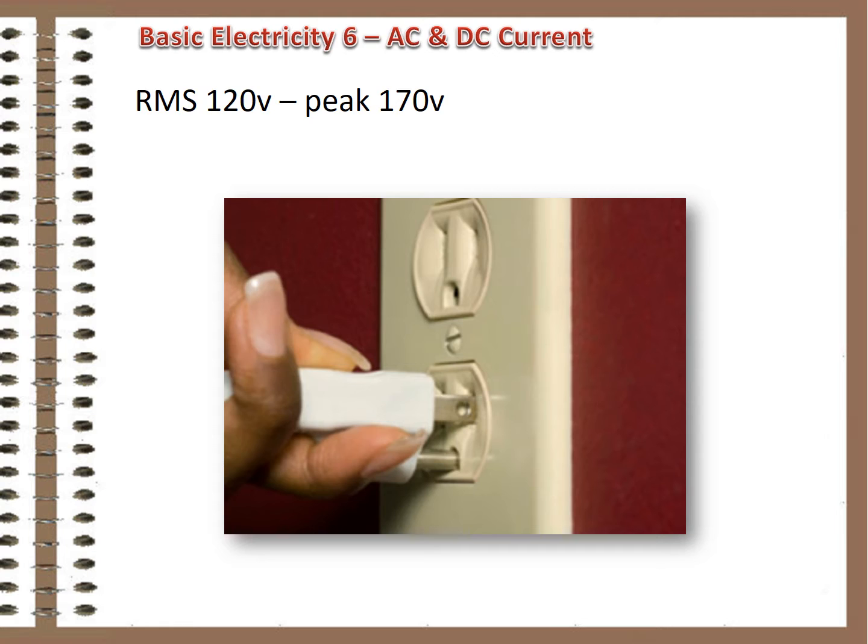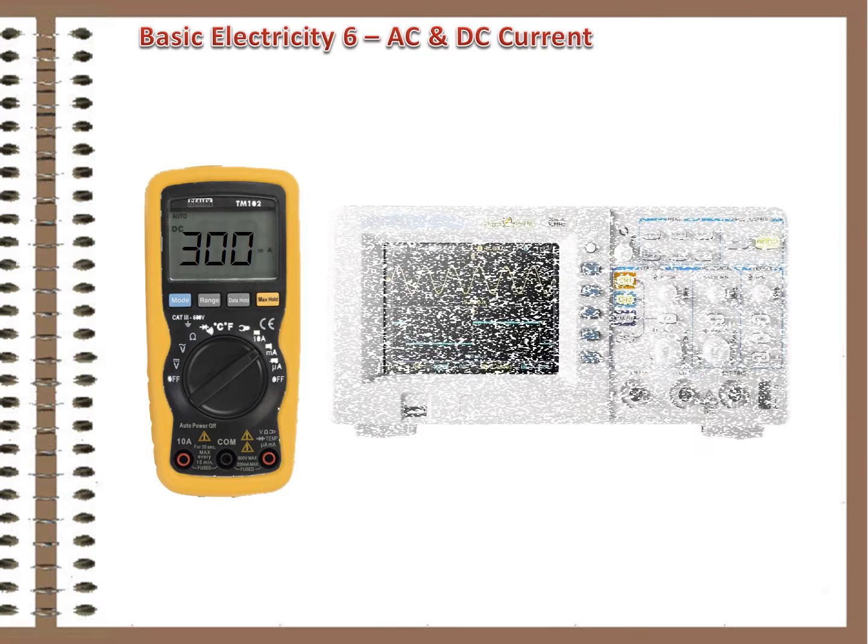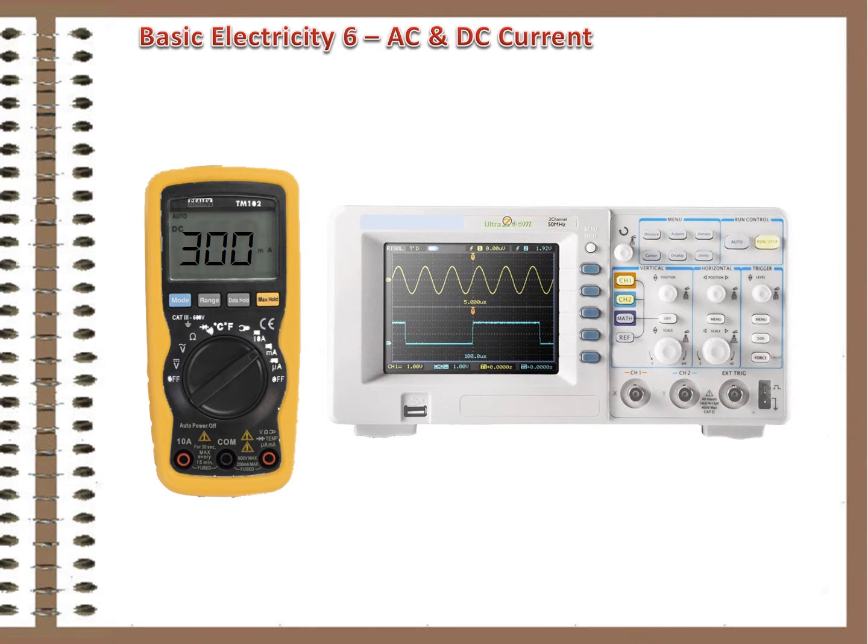So that 120-volt outlet in your house actually has a peak voltage of 170 volts. Insulation values must be based on peak values, not RMS. Most measuring devices are calibrated to read RMS, but an oscilloscope shows the actual wave.